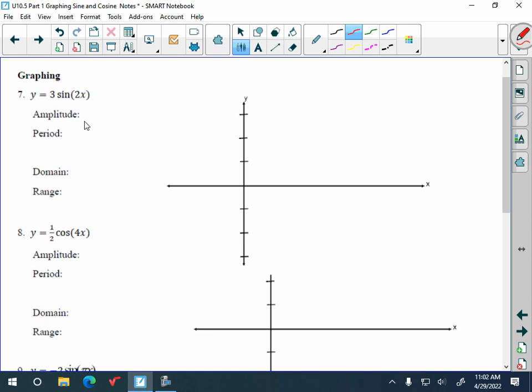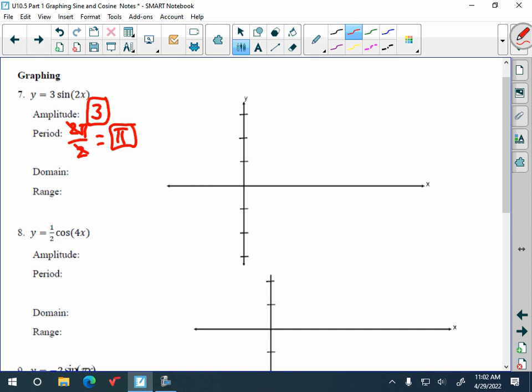All right, so let's get our amplitude and period in first. All right, so number 7, the amplitude is 3. And our period, 2 pi divided by 2 is pi. All right, so we got our amplitude and our period.